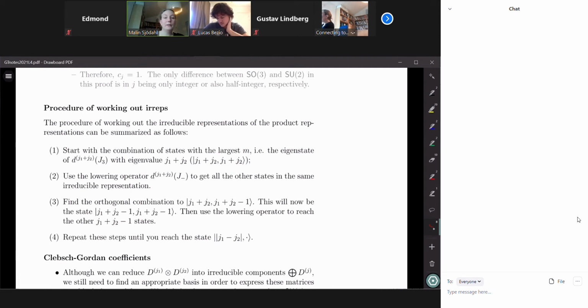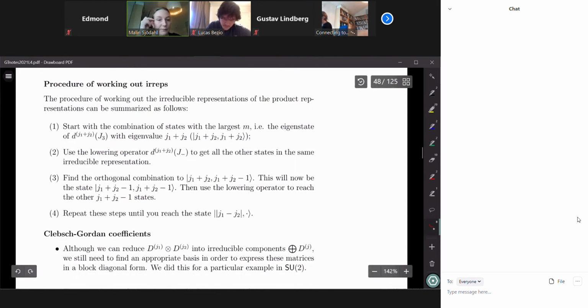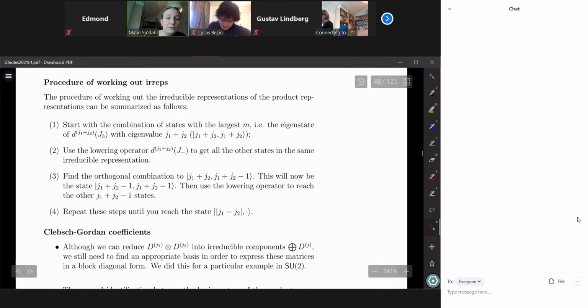Then what we did last time was that we used the lowering operator on this product space to get all the other states in the same irreducible representation. So in the example we just went through, that would have been in the 5/2 representation. And then after that, we move down to the next representation, and that would in this case have been 3/2.